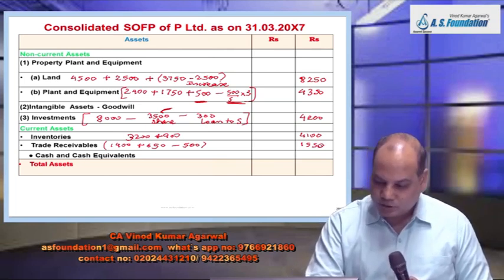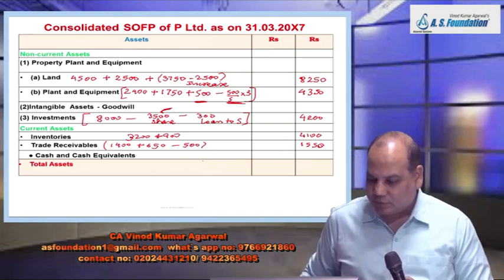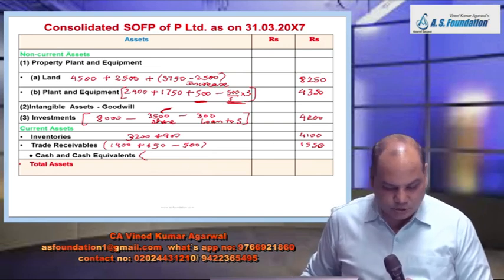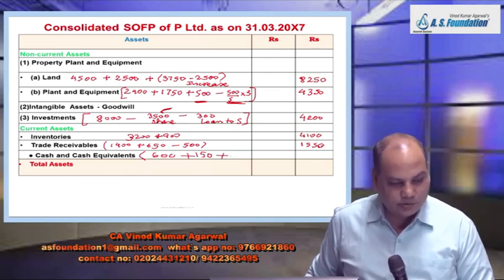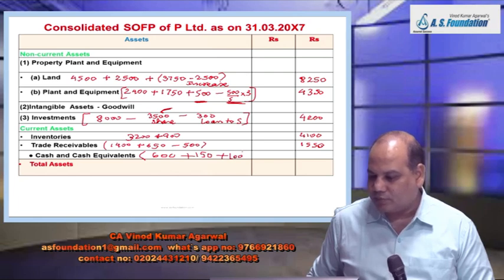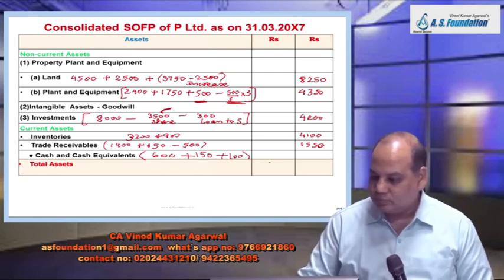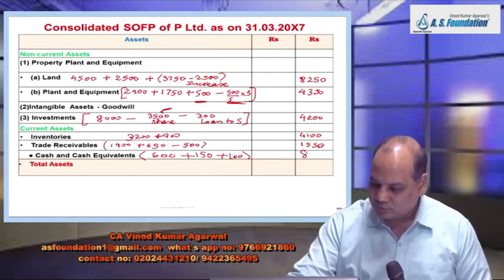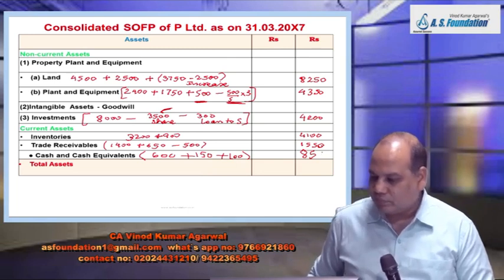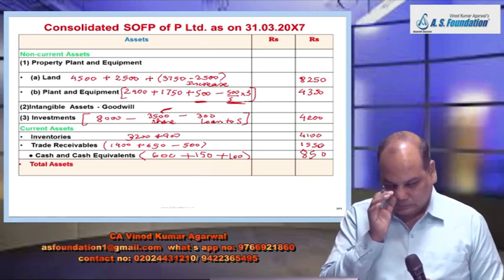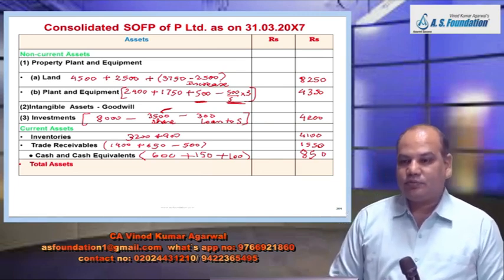In cash and cash equivalent, we'll add the cash in transit figure. How much is parent company bank balance? 600 plus 150 plus cash in transit 100. Total, is it 850? 850. Asset side is over.